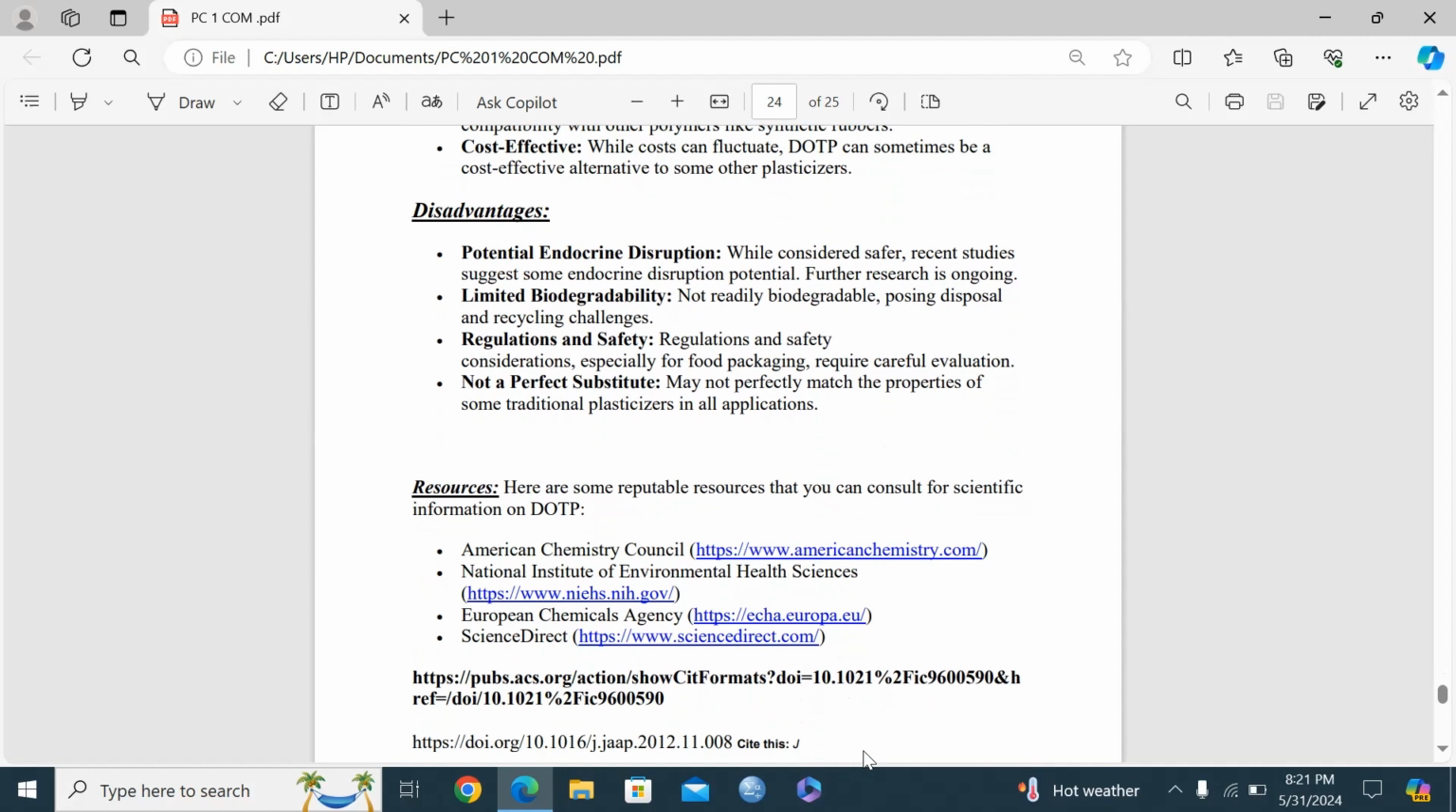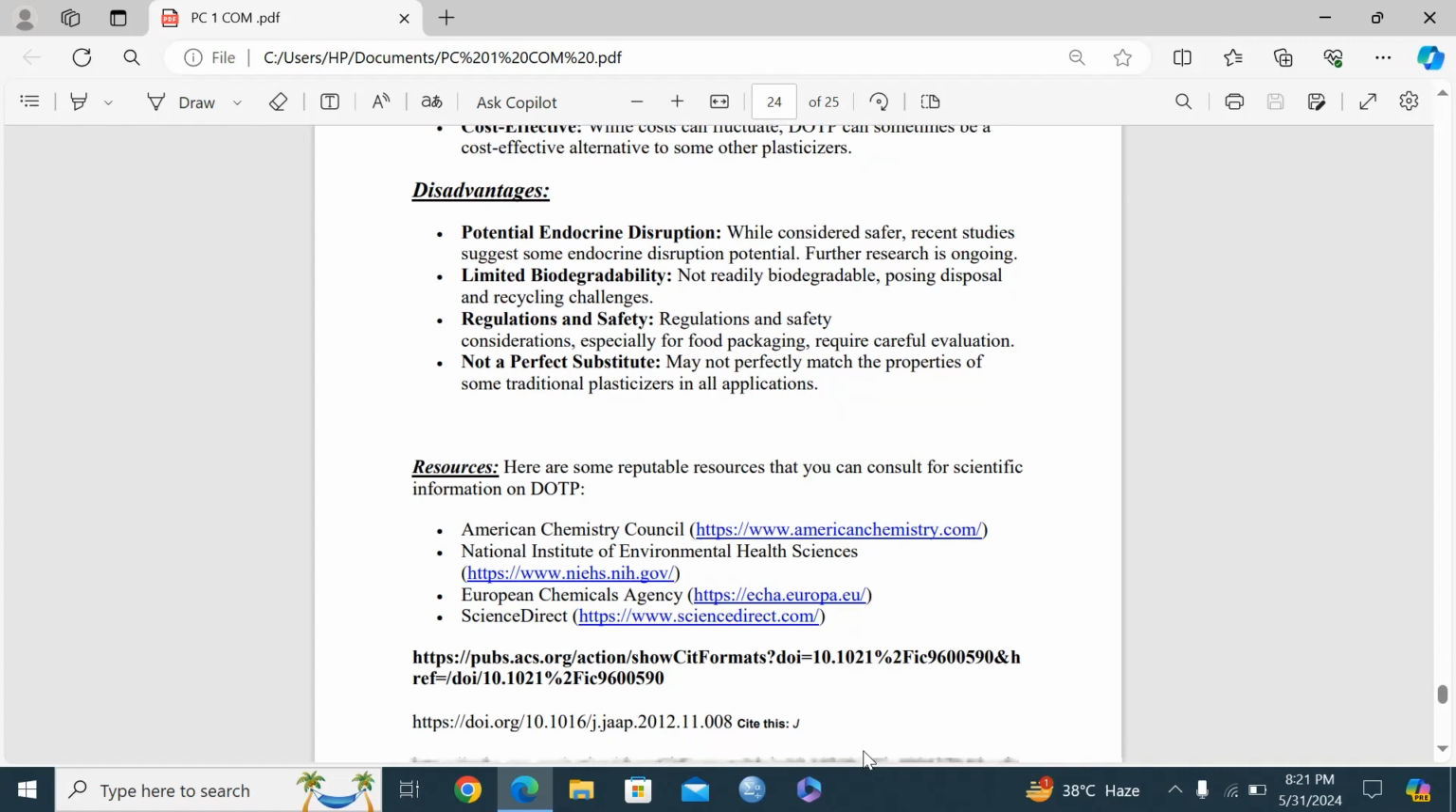Disadvantages: potential endocrine disruption. While considered safer, recent studies suggest some endocrine disruption. Regulation and safety considerations, especially for food packaging, require careful evaluation. Not a perfect substitute: it may not perfectly match the properties of some traditional plasticizers in all applications.